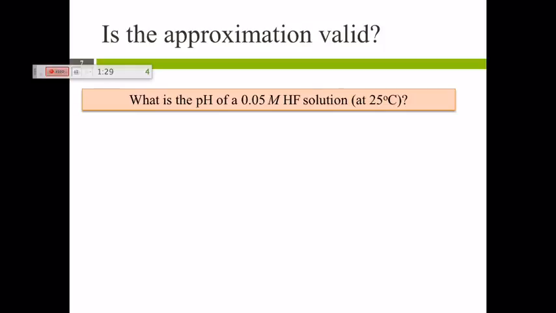Okay, I don't know. I thought this was asking us to explain. Where did you find that? Mine's 0.05 instead of 0.5. Okay, so you do x squared over 0.05 equals Ka. Yeah. And then you solve for x. And that's x. So why are you doing that? It's not valid.